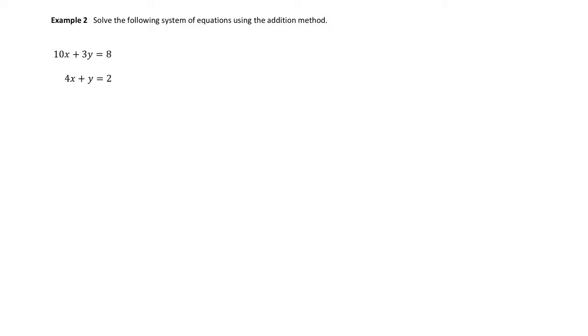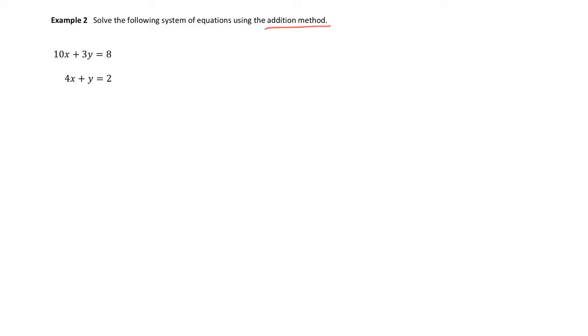And for the second example, here I have a system of equations again. 10x plus 3y is equal to 8, and 4x plus y is equal to 2. So we could solve this by taking the second equation and solving it for y, and then plugging that information in place of this y to solve for x. But there's another method called the addition method.